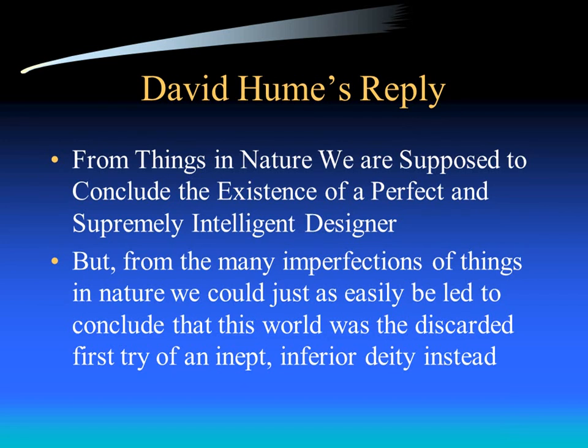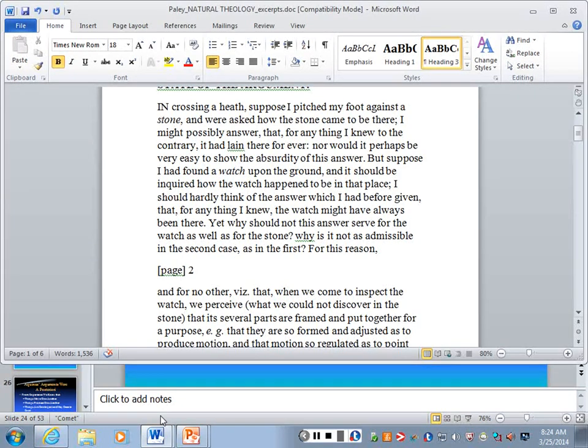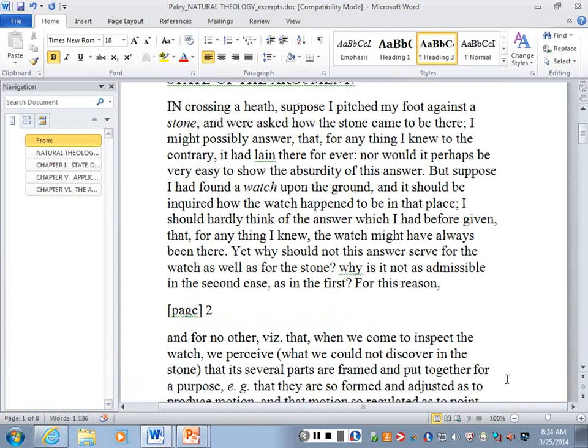So at any rate, this is one version of the design argument, and in Paley, we get, I think, a very clear statement of it. And let's see. I think I did one of these. There we go. Kind of blew it up a little bit.